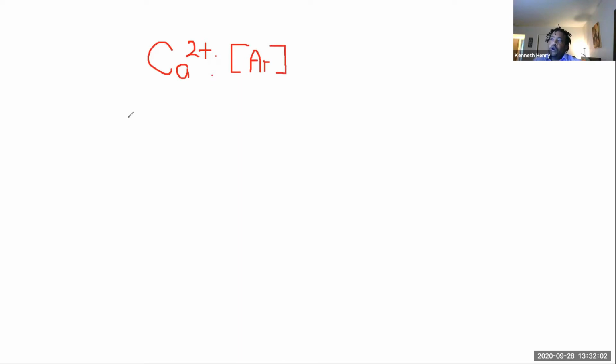So normally, if it was calcium, it would have been our core noble gas, which is Ar, and then 4s2. But we're losing 2 electrons. Since we're losing 2 electrons, we're just left with that core, right? So this tells me that calcium 2+ has the same number of electrons as argon. So we would say these guys are considered to be isoelectronic.